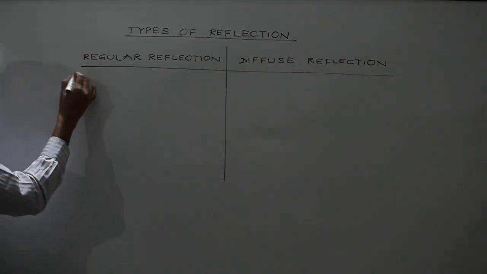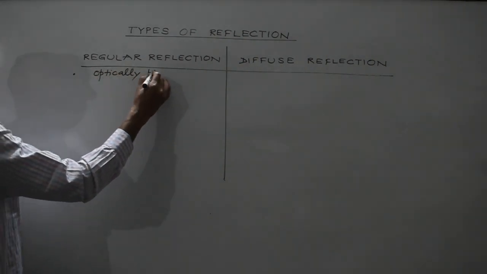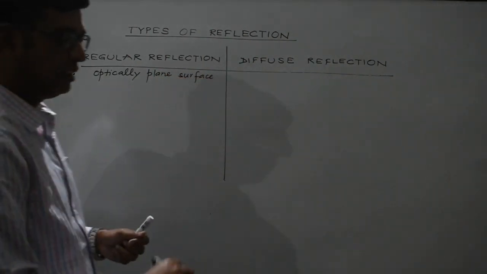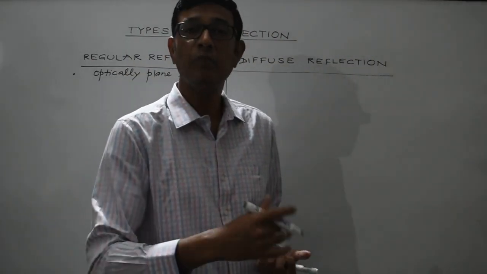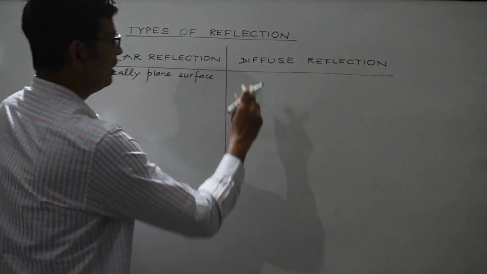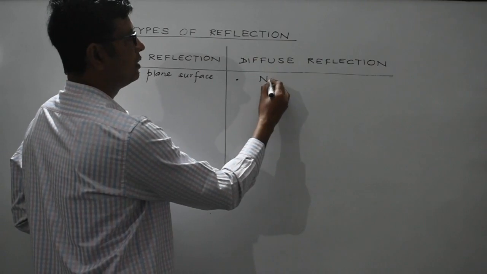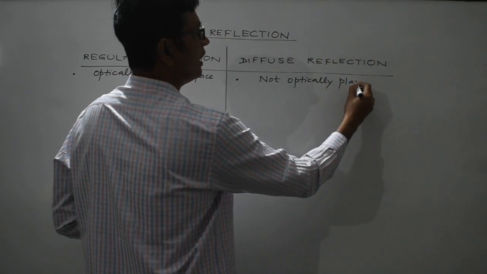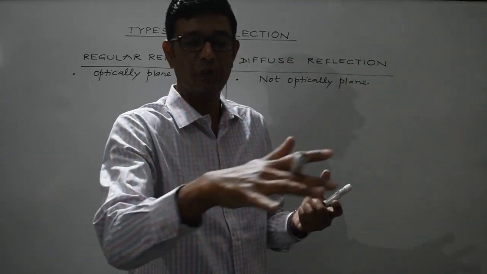Regular reflection takes place on an optically plane surface. It takes place on an optically plane, smooth surface. What I mean to say is that an optically plane smooth surface means something like a plane mirror where there are no irregularities. While on the other hand, diffuse reflection takes place on a surface which is not optically plane or smooth, like the wall of a room or the surface of a newspaper.